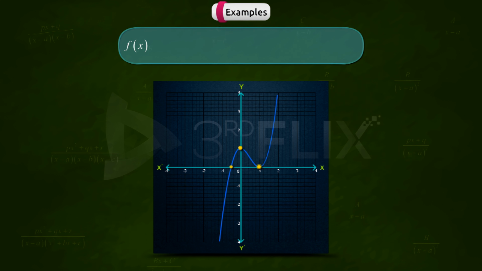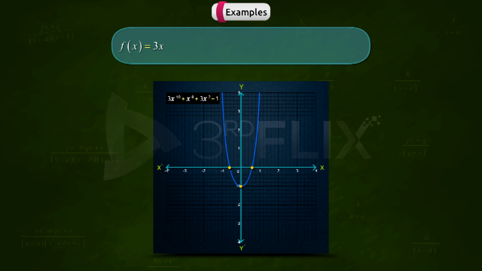f(x) = 2x^3 - 3x^2 + 1 is called a polynomial of degree 3, which is also called a cubic polynomial. f(x) = 3x^10 + x^8 + 3x^2 - 1 is called a polynomial of degree 10.